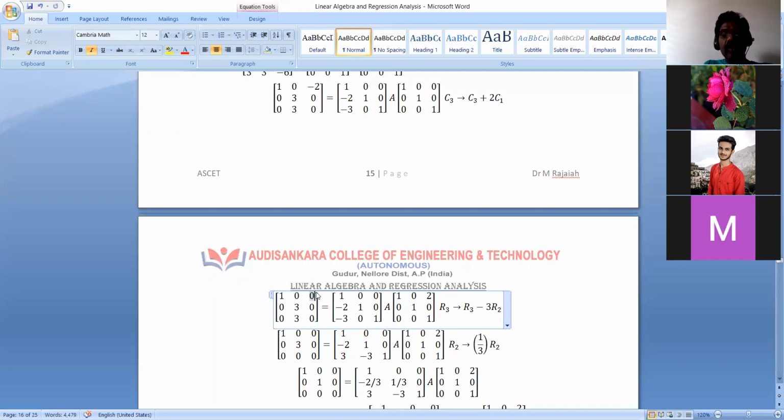0, 1, 0, 0, 0, 3, 0, 0, 0, 0, and 1, 0, 0.